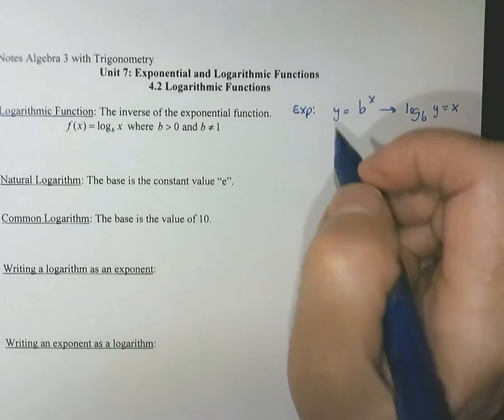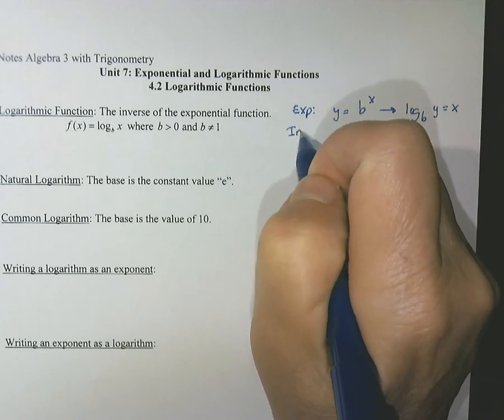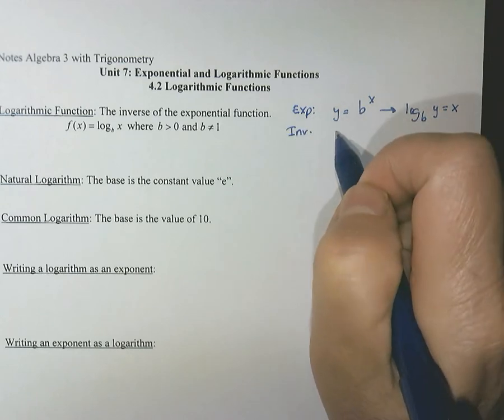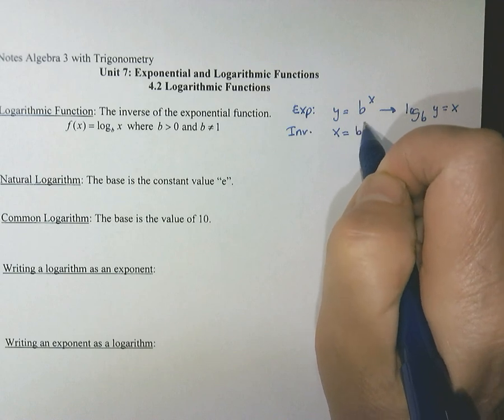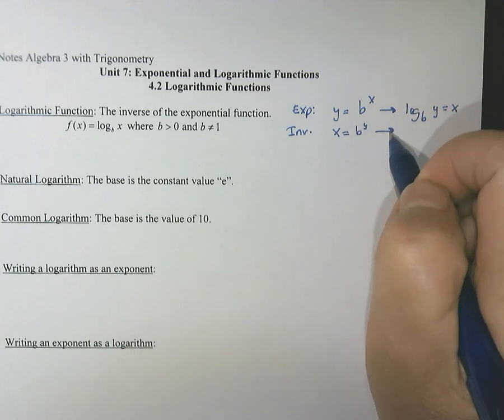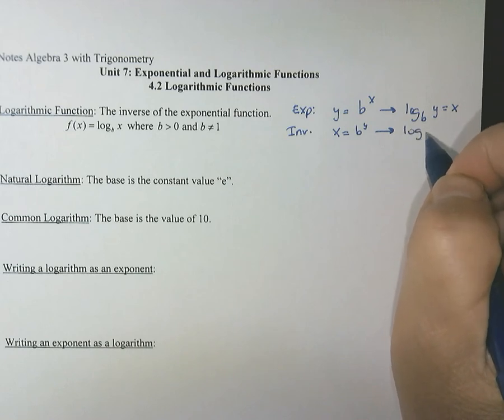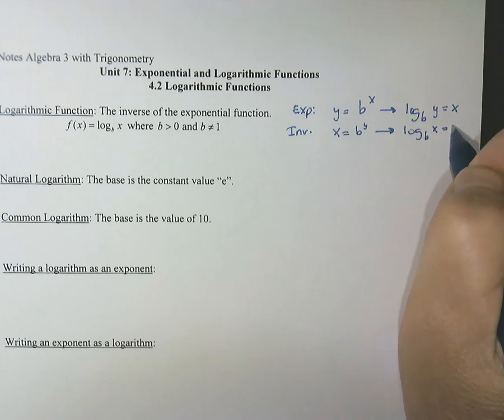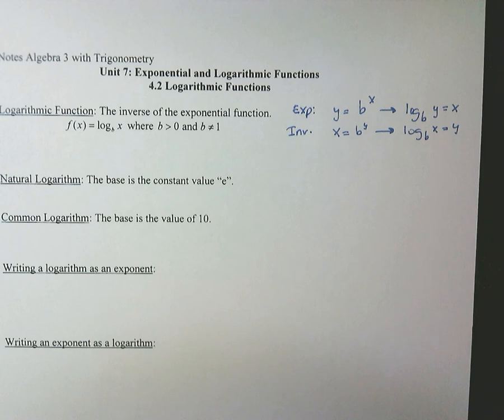So the inverse, if I switch x and y, x equals b to the y, and then I write that as a logarithm, I get log base b of x equals y. So that's how it makes sense to me, but that doesn't mean it's going to make sense to you that way.